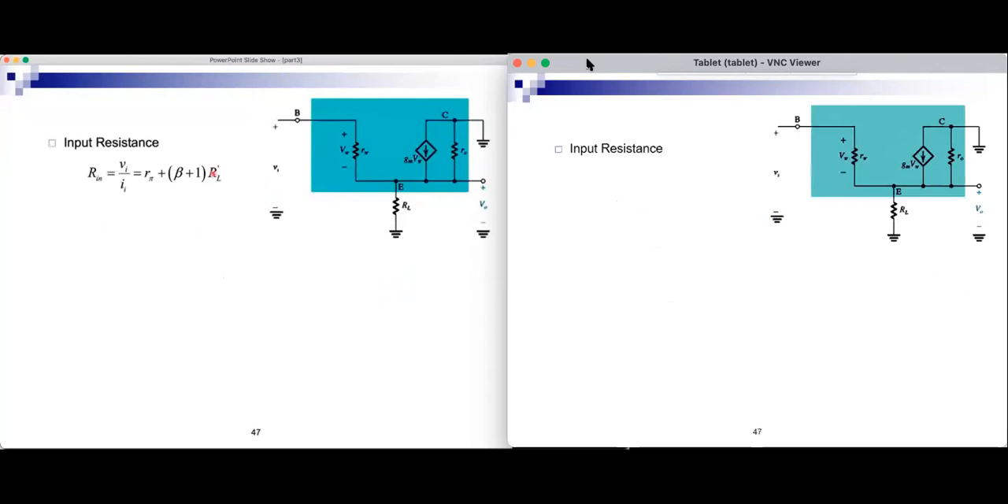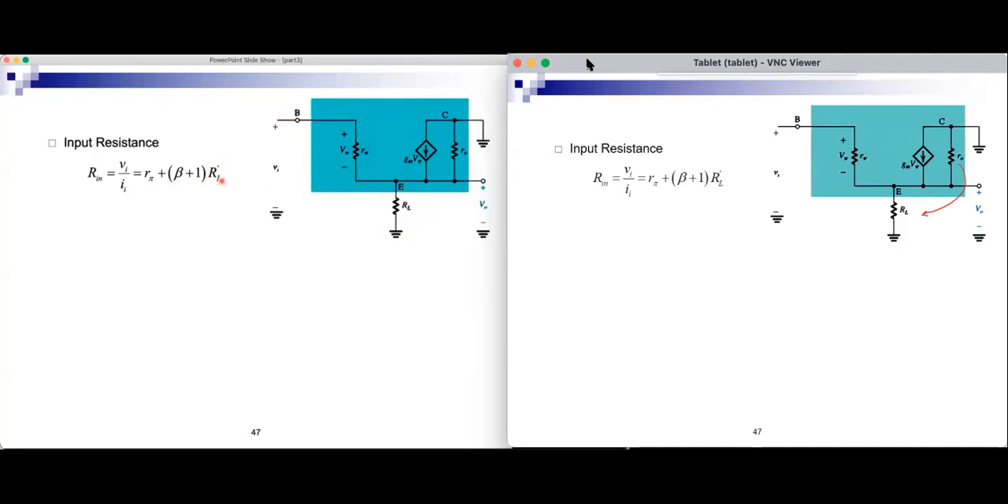We have an R prime L between emitter and ground. R prime L is RL parallel RO. Remember, RO is from the output to ground, so it appears in parallel with RL, and the parallel combination we call R prime L. So the input resistance, by the rule that we had derived previously, is R pi plus beta plus 1 times the resistor between emitter and ground. So R pi plus beta plus 1 times R prime L.